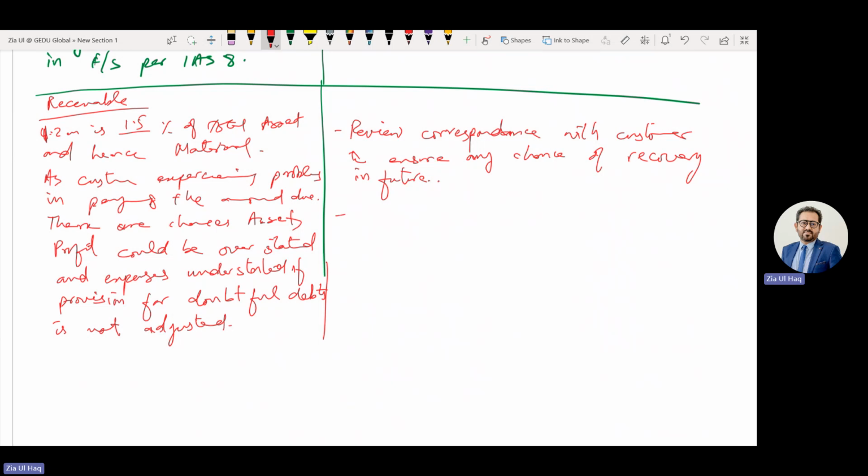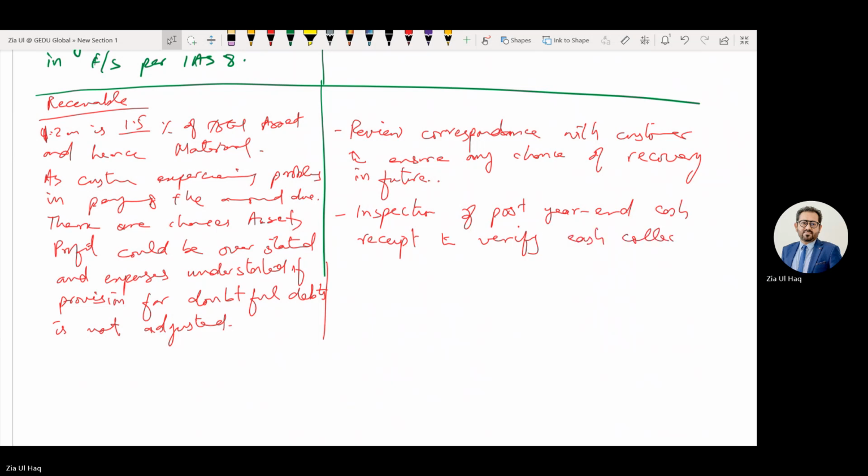What else can we verify? If they are recording the receivable, they are keeping it at year end. So in post year end cash receipts, we can verify whether cash has been received or not. If cash is not received, we will ask management what this is. So inspection of post year end cash receipts to verify cash collected from receivable.